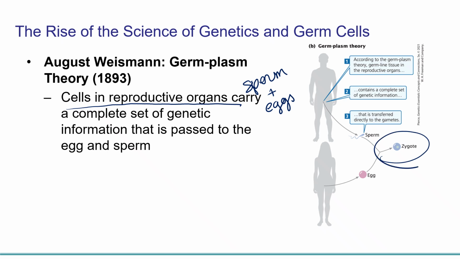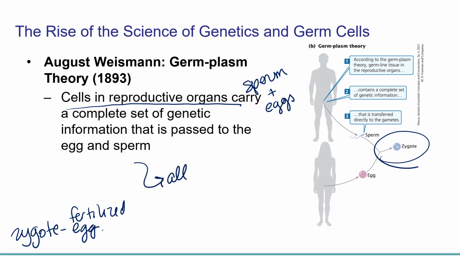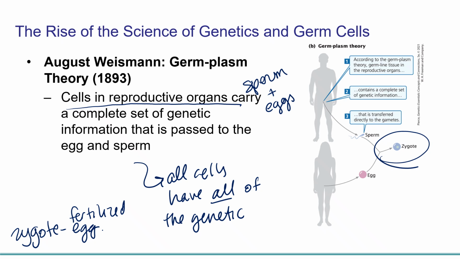The sperm and the egg have all of the information already, and that is passed on to the offspring, or the zygote. The zygote is a fertilized egg. So the sperm and the egg pass on all of the information, which means the zygote has all of the information. And from that, all cells have all of the genetic information. So each of our cells in our body is going to contain the entire set of instructions.